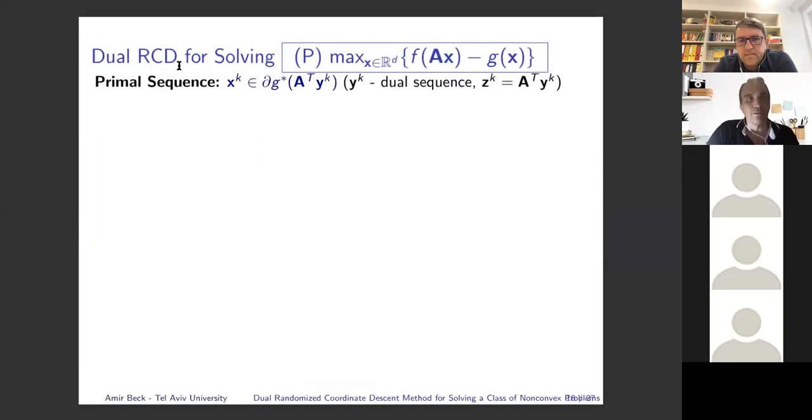So what is the dual RCD method for solving this problem, maximization of f, or Ax minus g(x)? First of all, and this is maybe a continuation of the question that you asked me before, it's a dual-based method, but I want to know what is the primal sequence. So it's very natural that the primal sequence will be some points, an arbitrary choice of vectors that are in the subdifferential set of G star at A transpose yk. This was just the primal dual relations. So yk is the dual sequence that is constructed by the randomized coordinate descent method. And we also make a notation that zk is equal to A transpose yk.